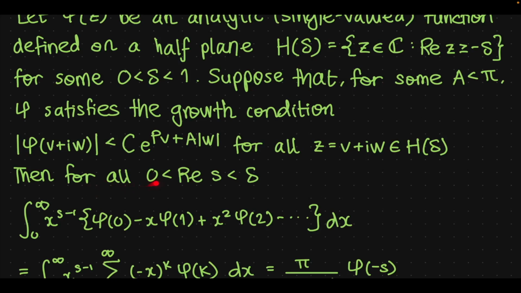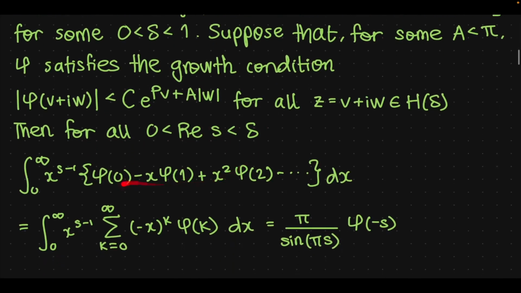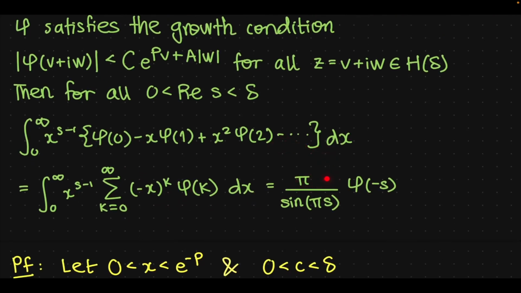Then for all s with real part of s greater than 0 and less than delta, we have the following integral from 0 to infinity of x to the s minus 1, times an infinite series: phi of 0 minus x times phi of 1 plus x squared times phi of 2 minus and so on, which I can write as the sum from k equals 0 to infinity of minus x to the k phi of k. That equals pi over sine of pi s times phi of negative s.